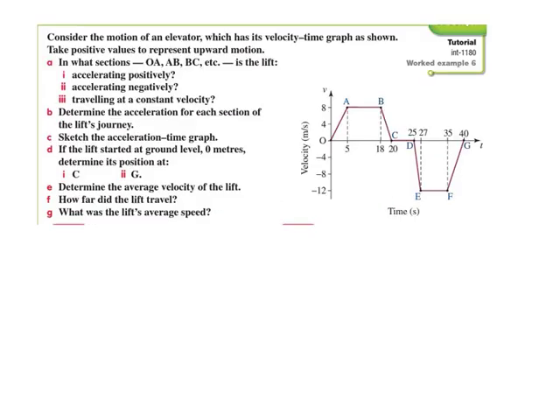Alright, so let's have a look. It says in what sections OA, AB, BC, etc. is the lift accelerating positively? Okay, so the positive acceleration ones are where the gradient is positive, so there, and there.